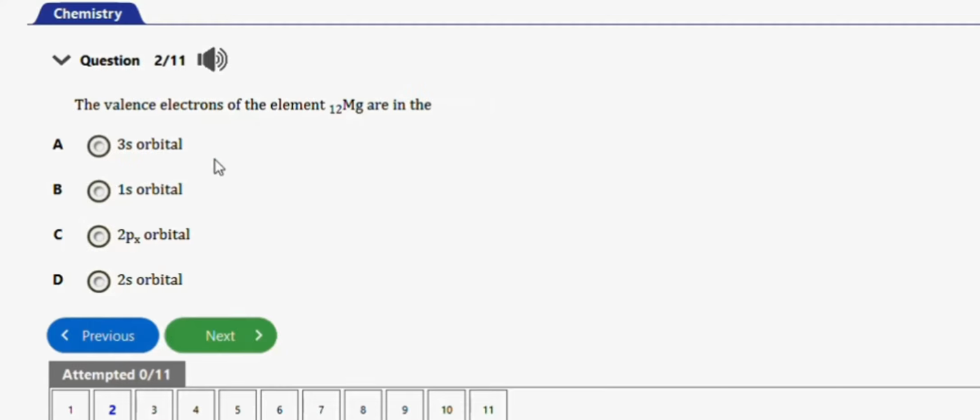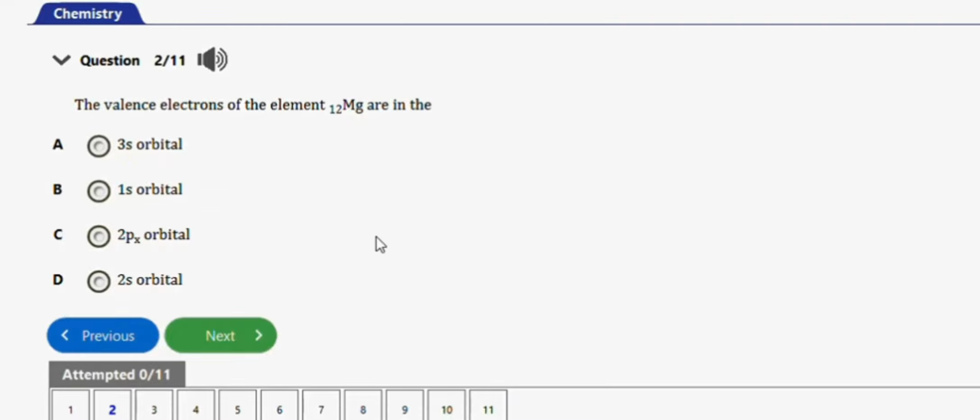The next question will be this one. It says the valence electron of the element magnesium are in the, so it will be in the 3s orbital, because when you are arranging the orbital for magnesium, we have 1s, 2s, 2p, then 3s. So in the 3s, that's where you are going to have the two valence electrons that exist as the outermost shell electrons. Okay, so those electrons are given out when magnesium takes part in a chemical reaction. So the valence electron of the element magnesium are in the 3s orbital.